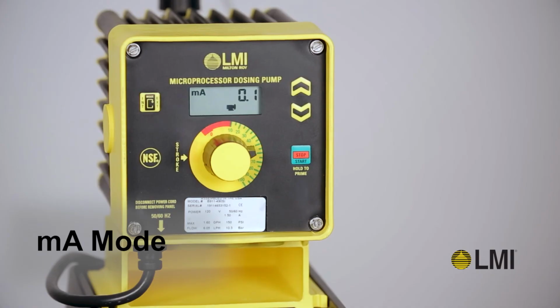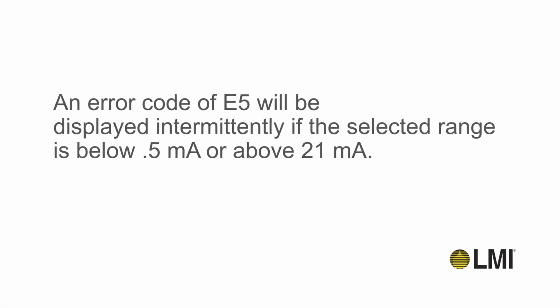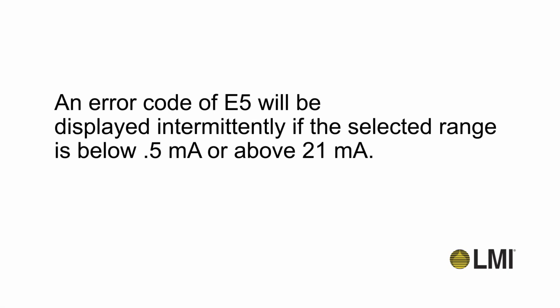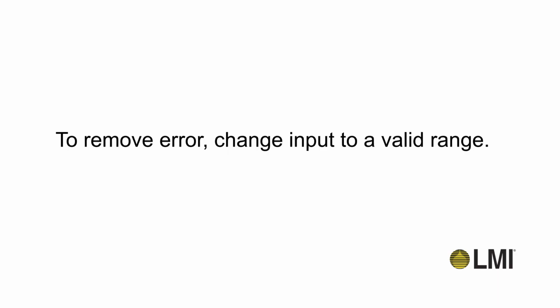The value input range is from 0.5 to 21 milliamps. An error code of E5 will be displayed intermittently if the selected range is below 0.5 milliamps or above 21 milliamps. To remove the error, change the input to a valid range.